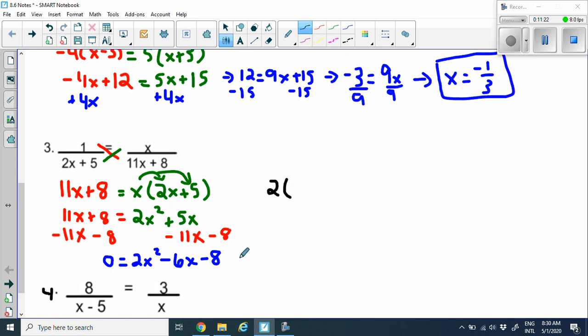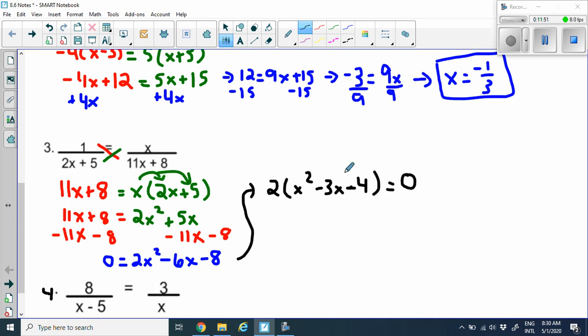So I'm going to go ahead and bring all of this up here to have more room. So when I do 2 divided by 2, I'm just left with x squared. And these three terms don't have any variables in common, so we keep that. So I do negative 6 divided by 2, that gives me minus 3, and then I'm left with an x. And then negative 8 divided by 2, that gives me minus 4. And then this is still equal to 0.